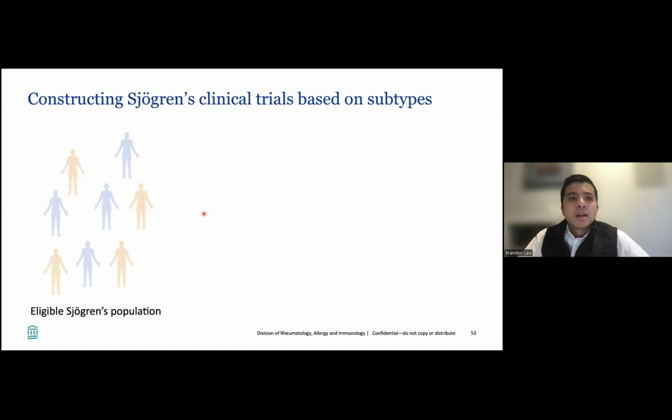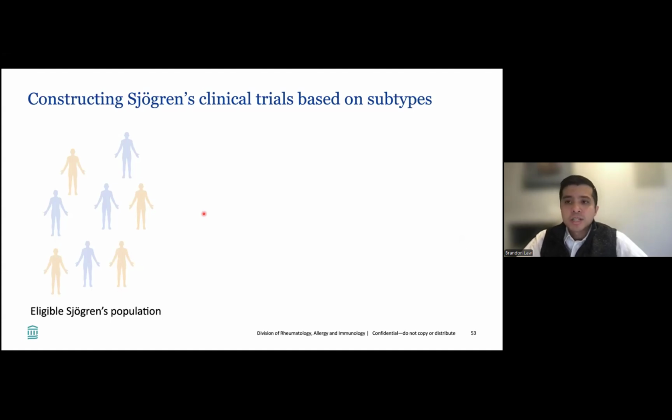track. And so how has the community adjusted despite these trial failures to hopefully have some wins moving forward? So some companies and some institutions have been constructing clinical trials that have been stratified based on subtypes of Sjogren's, based on the information that I presented to you a few slides ago.